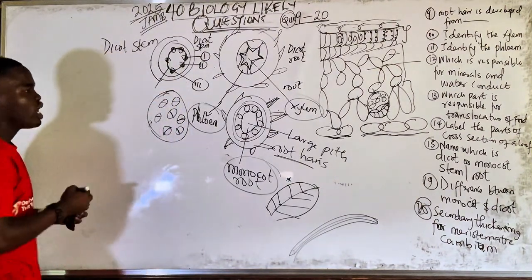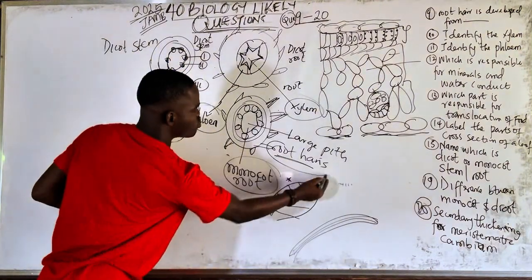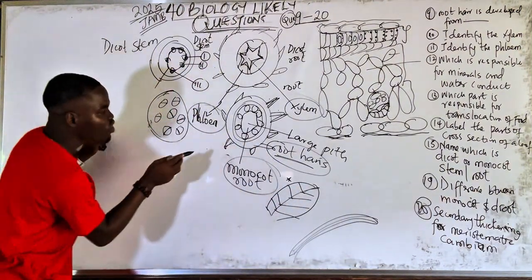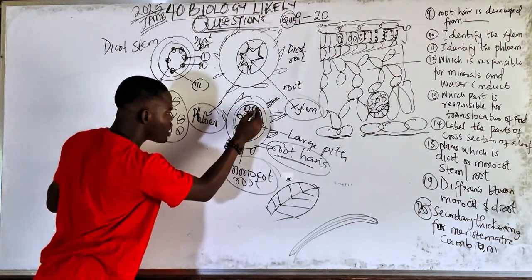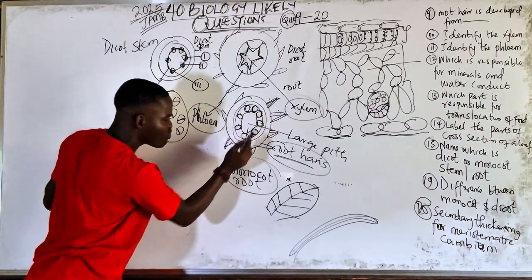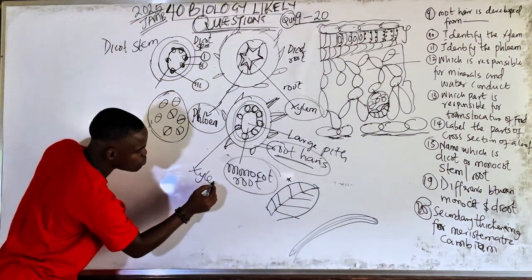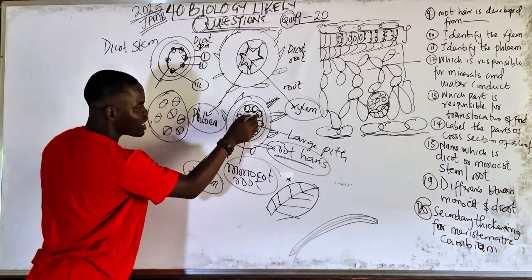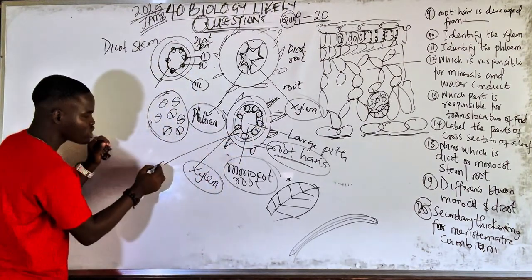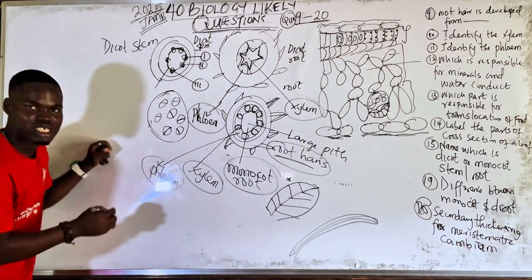Now, if I ask which part is this? This is called the root hair. Good. Now for this thing you are seeing here, for monocot roots, this part is the xylem. This part beside it is the phloem.